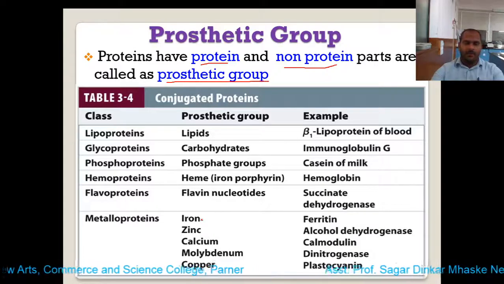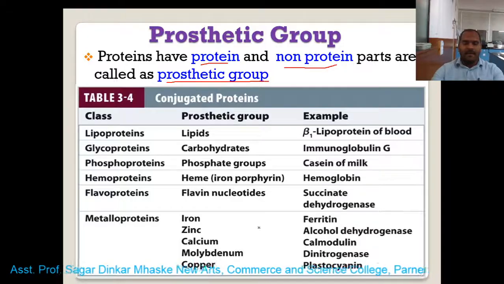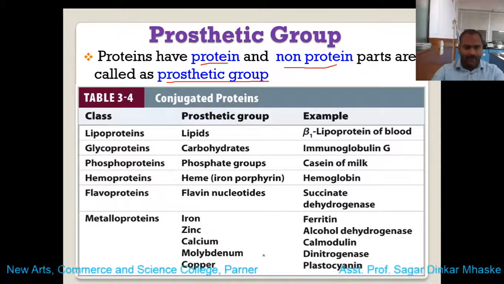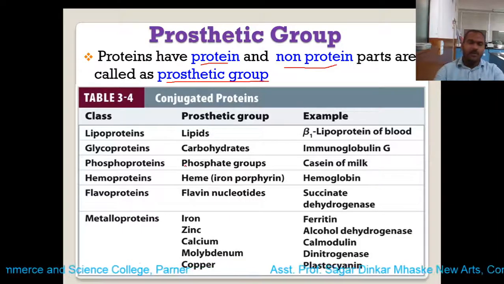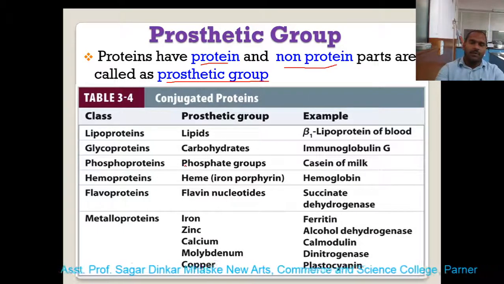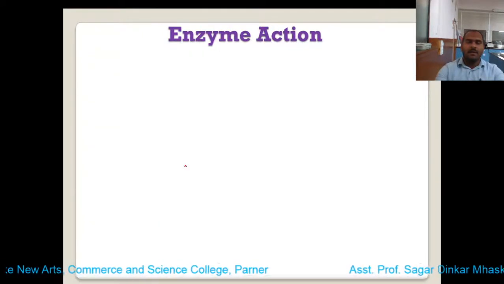So there are different types of ions present, that is iron, zinc, calcium, molybdenum and copper. Iron, ferritin; zinc, alcohol dehydrogenase; calcium, calmodulin; molybdenum, here we have dinitrogenase; and copper, here we are considering plastocyanin. So these are the examples of the prosthetic group. You have to remember what is the group present. For example, lipoprotein, so lipid is the group, and example is beta lipoprotein of the blood. So that is regarding the prosthetic group.